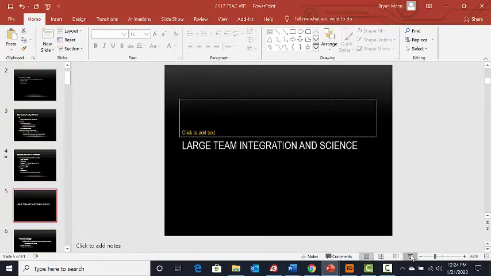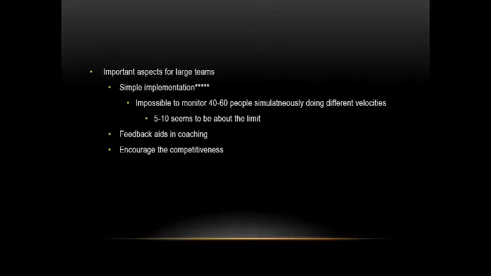Next, we're going to talk about some of the large team integration in science. Whenever you're dealing with large groups, you've got to have a simple implementation. You might have a tremendous amount of precision by doing everything on an individual basis, but that is going to lead to an inability to implement it.